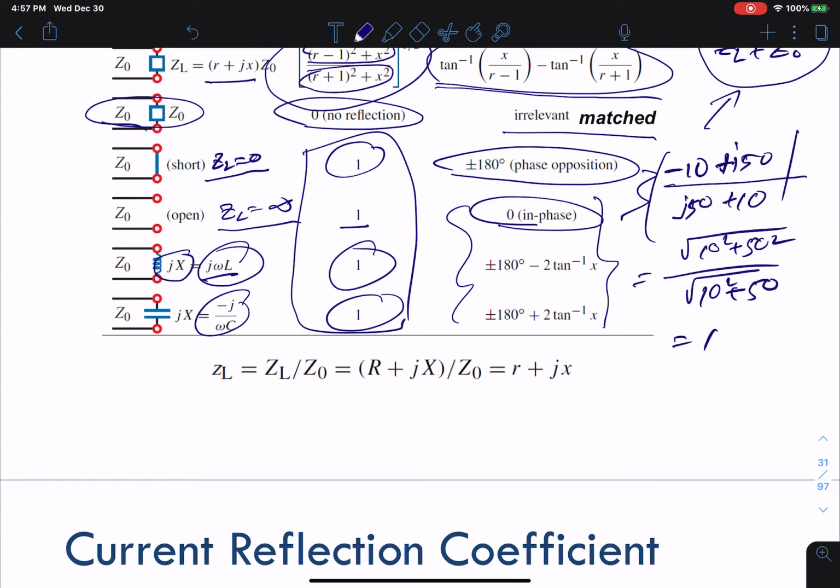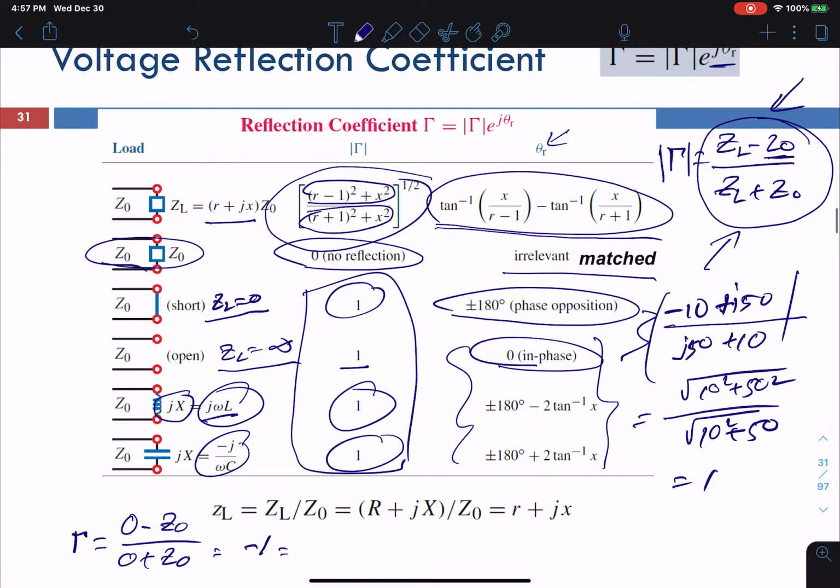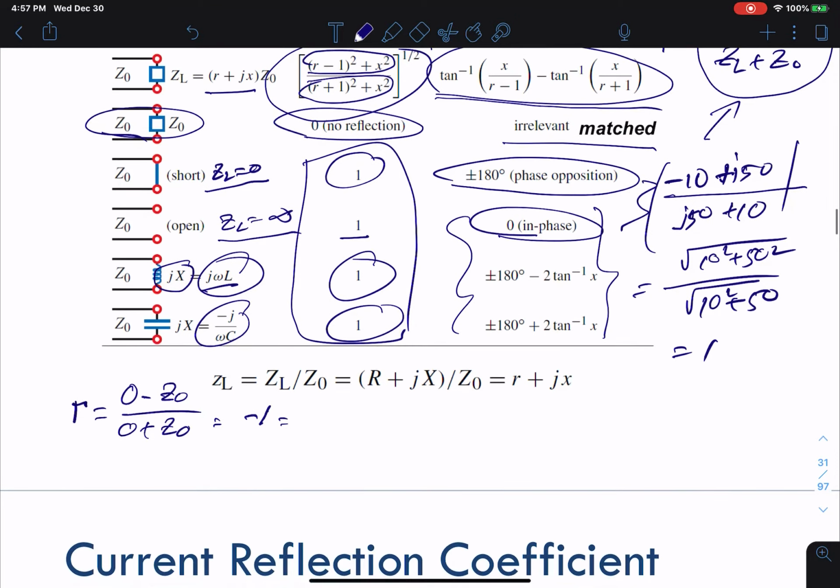Let's say that you have a short circuit. Then your reflection coefficient would be, with ZL equal to 0, negative Z0 over 0 plus Z0, right? So you basically have negative 1. If you try to match this with the equation over here, the magnitude is 1, and to get the negative sign, it would be plus or minus j 180 degrees, right?